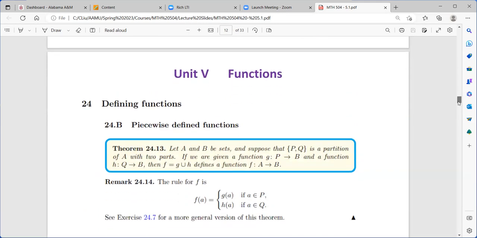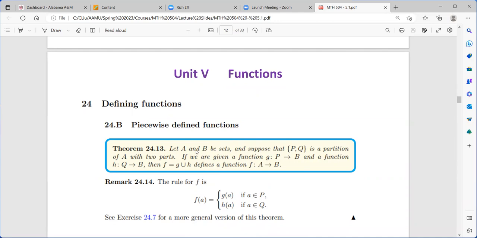The next thing is called piecewise defined function. This is something that really makes a lot of confusion for students. So how do we define piecewise defined functions in mathematical language, in pure math? We have to use sets, basically, as a basic foundation to define these terms.